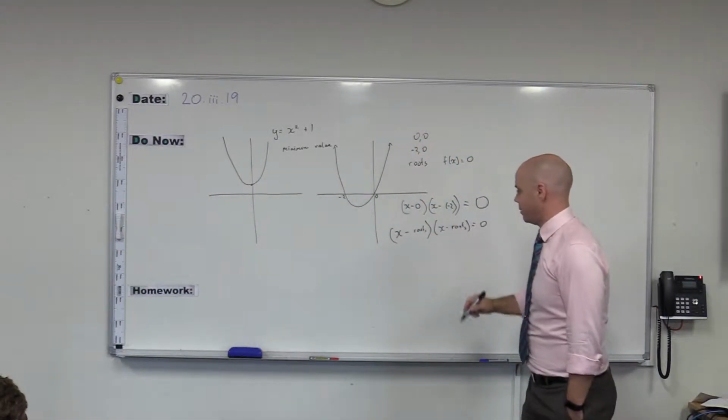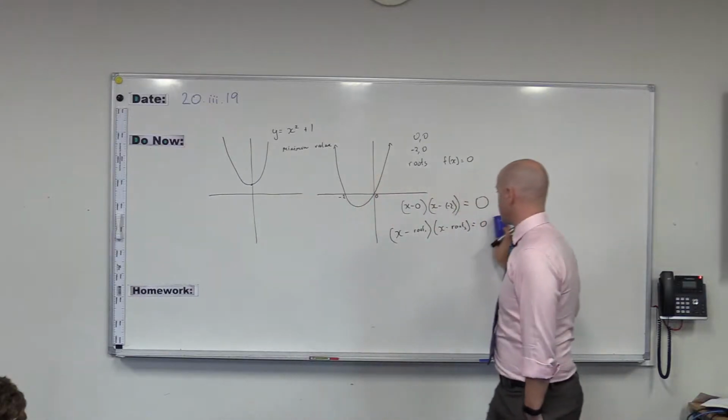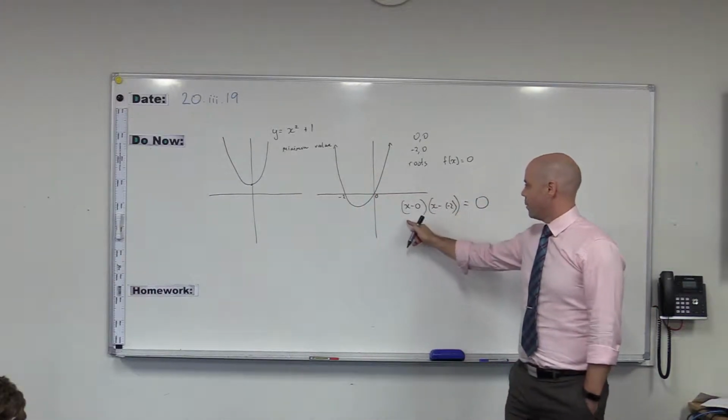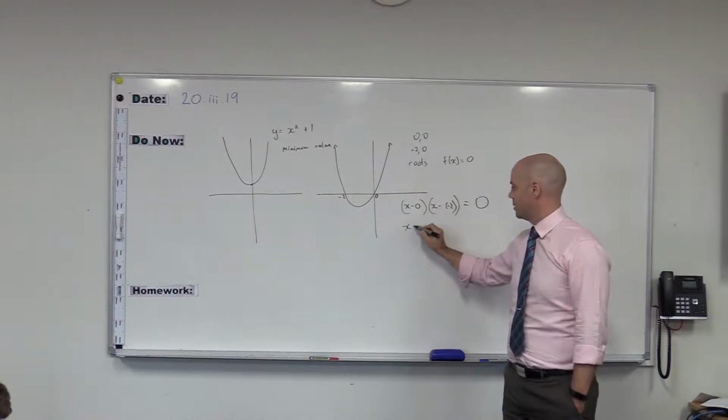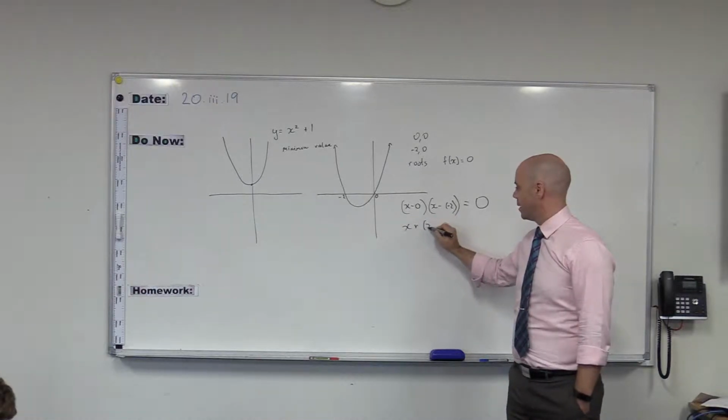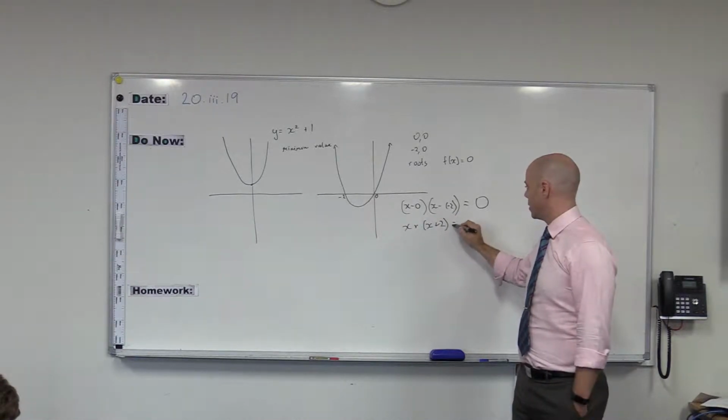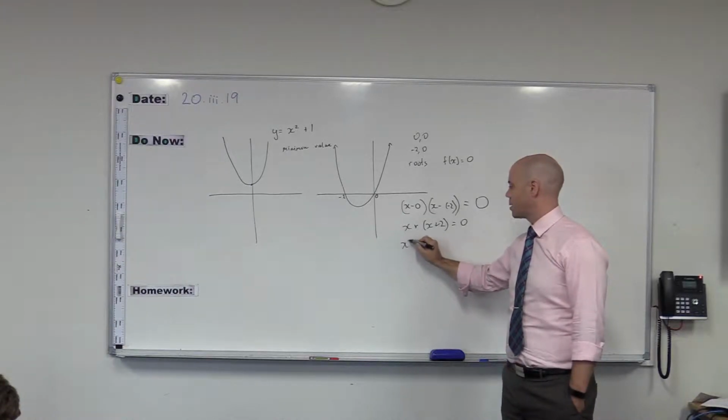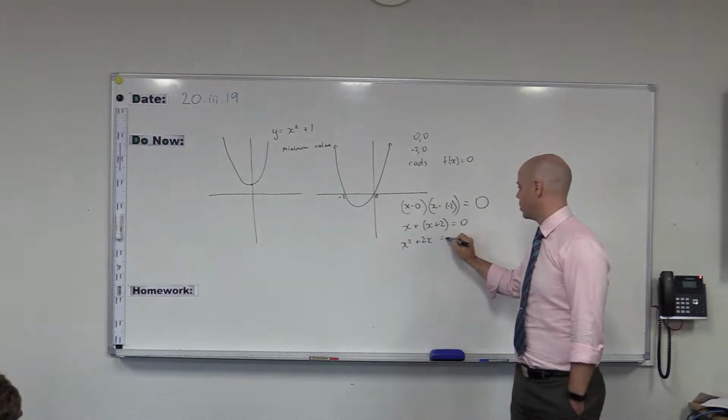Let's continue on with this one. I'll just write that off so we can continue on. Let's continue on with this one. What's x minus 0? x. What's x minus negative 2? x plus 2 equals 0. And if we expand that, x squared plus 2x equals 0.